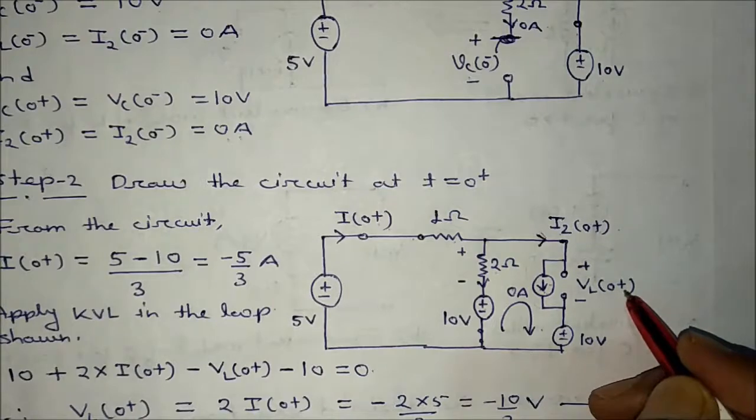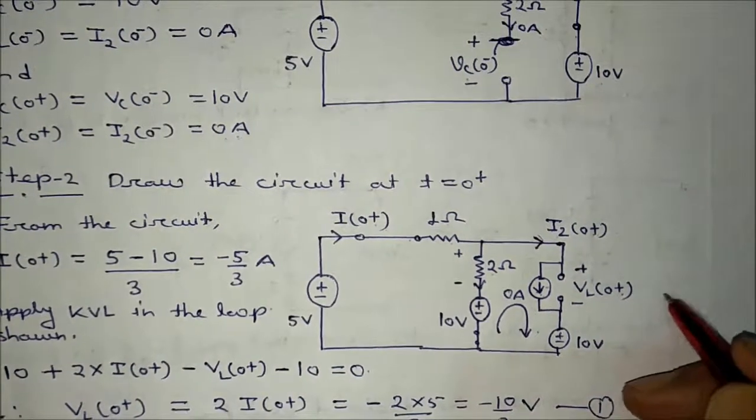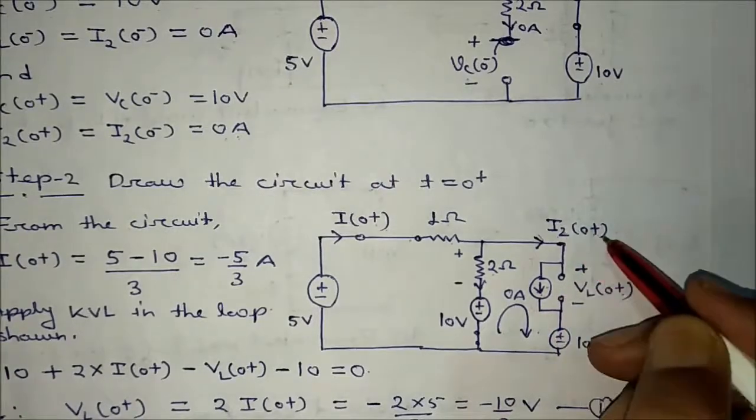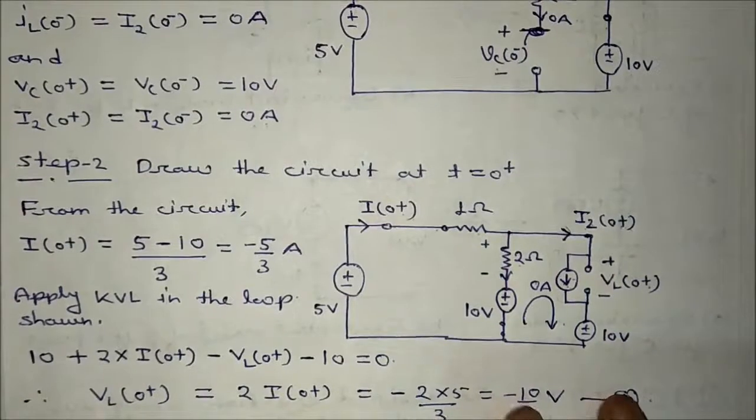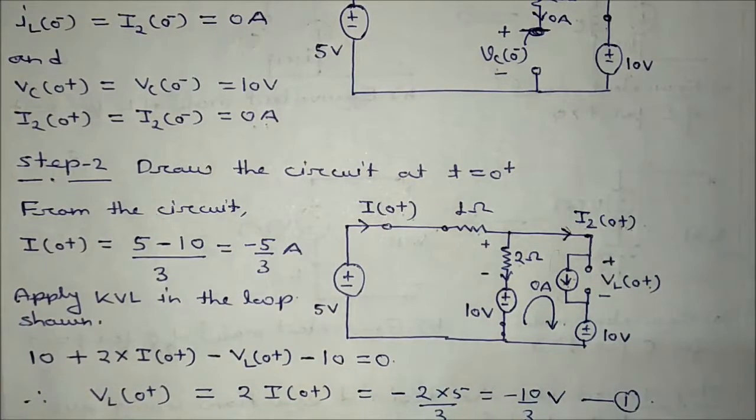So we can write that VL 0 plus will be equal to L into d, current is I2 0 plus, d I2 0 plus divided by dt. Is it okay? So VL 0 plus will be how much? L into di2 divided by what?